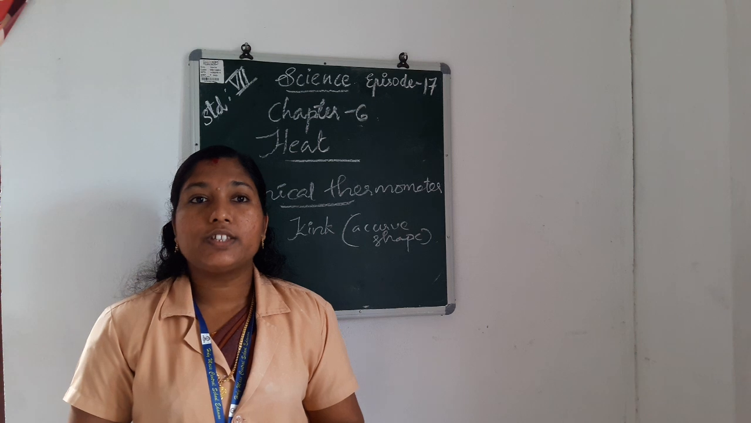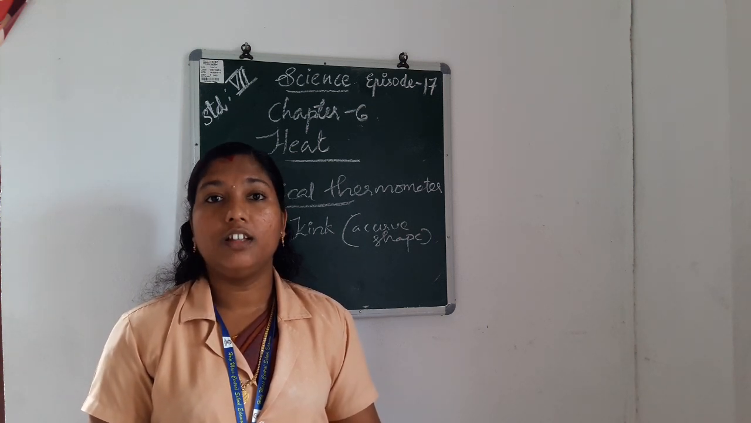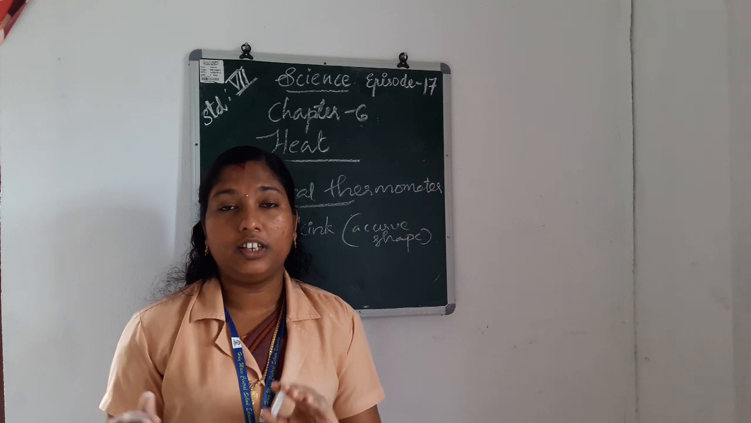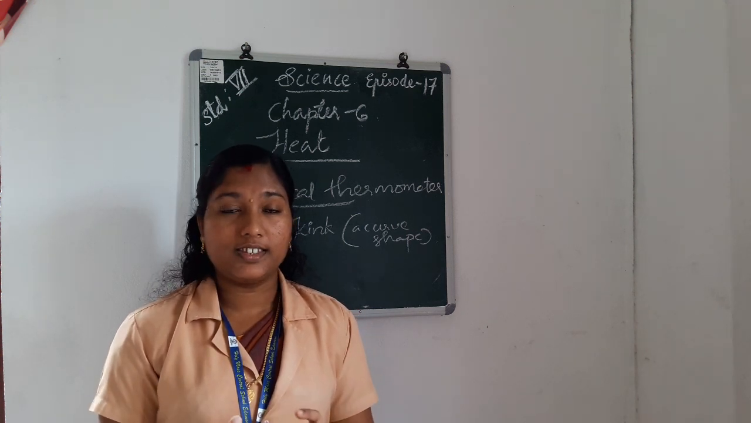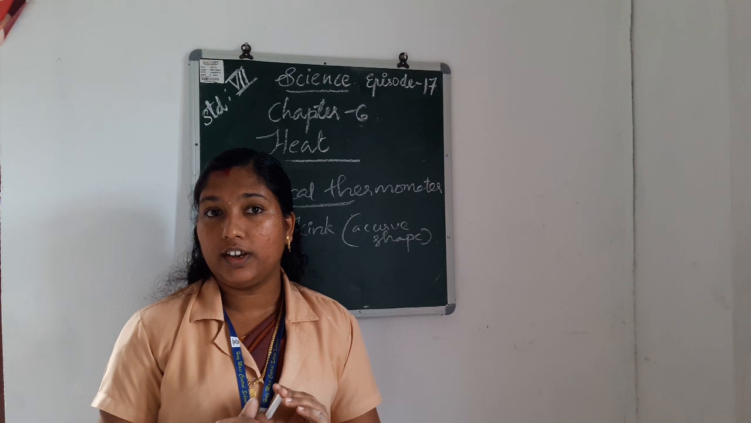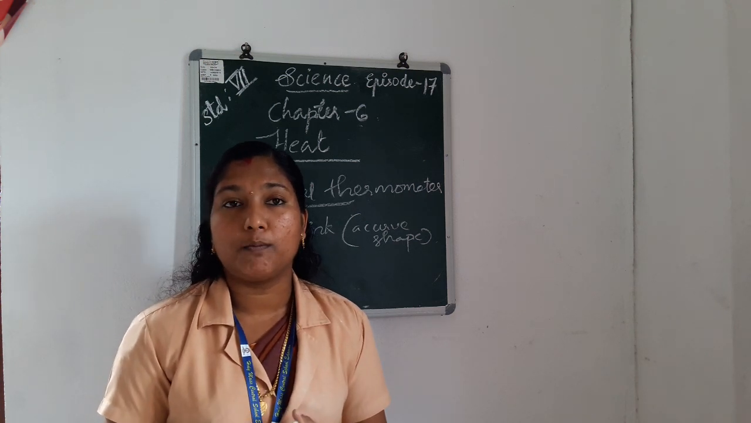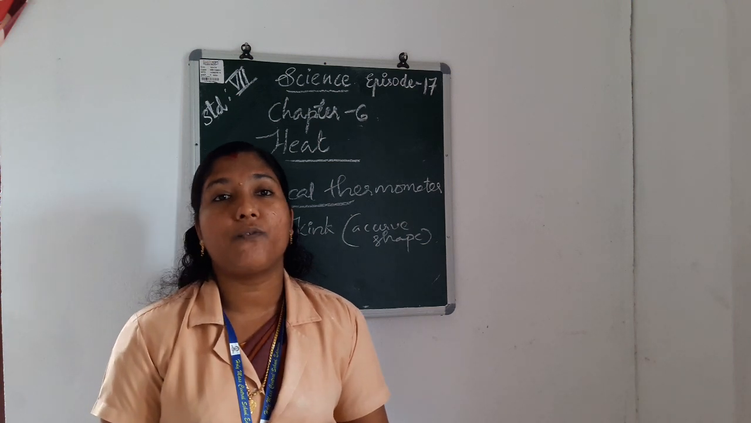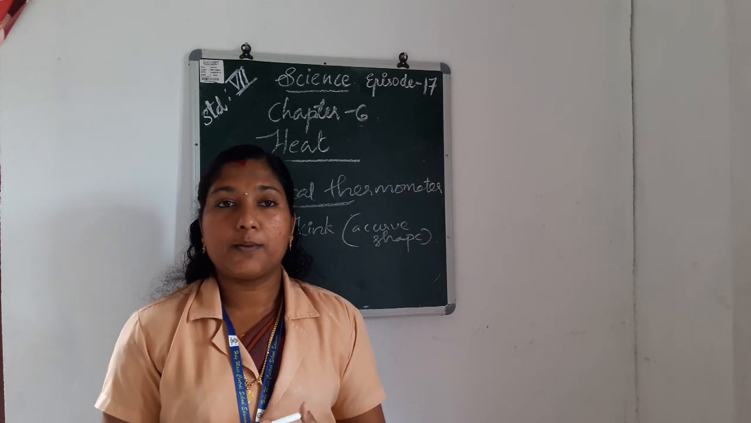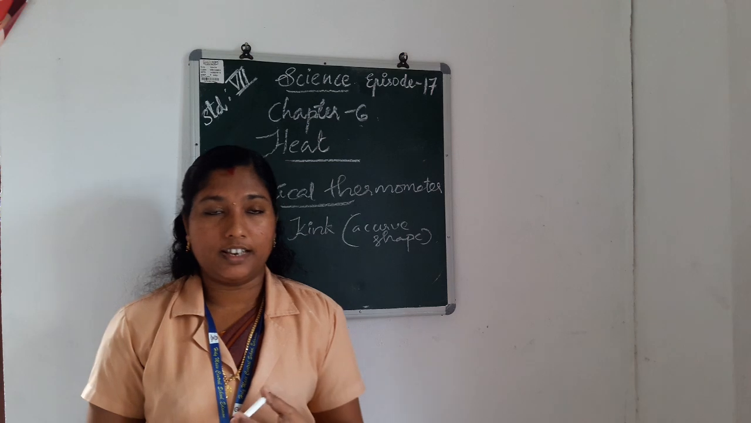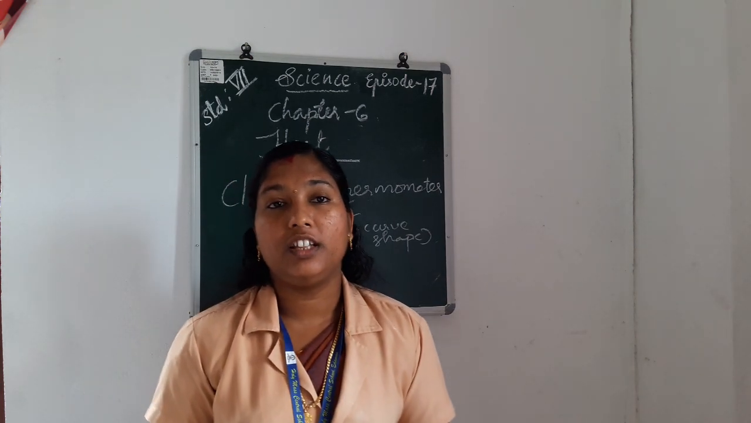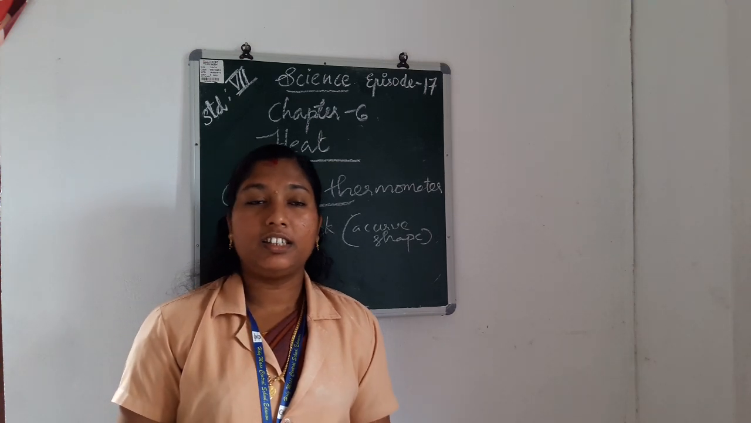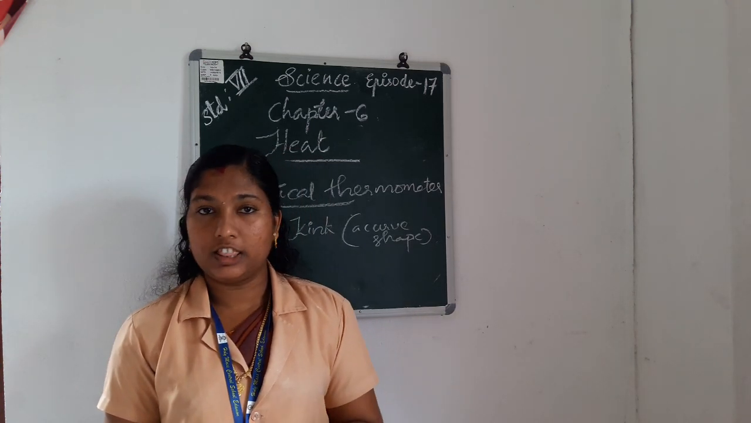We use a device to measure the temperature of a substance. That device is called a thermometer. Once again, what is a thermometer? The thermometer is a device used to measure the temperature of a substance. There are different types of thermometers: clinical thermometer, laboratory thermometer, minimum maximum thermometer, and digital thermometer. Digital thermometer is used instead of clinical thermometers.